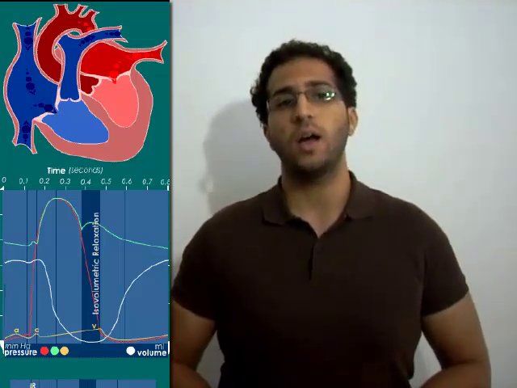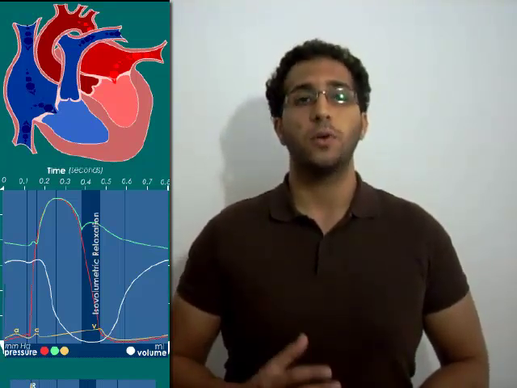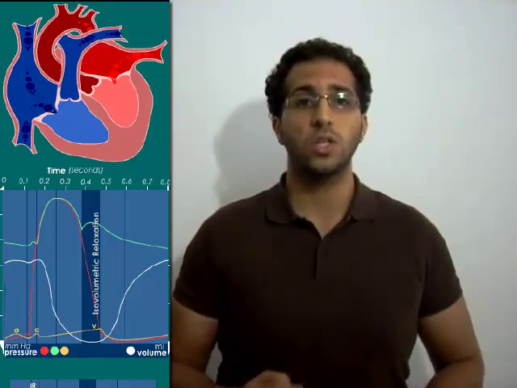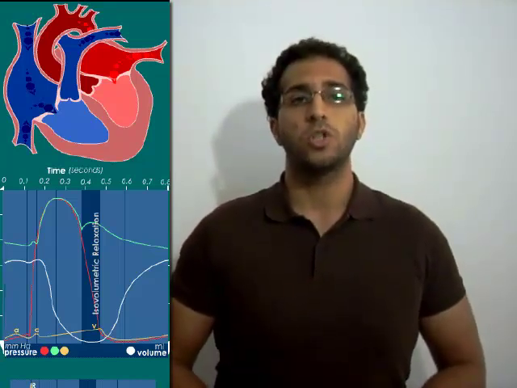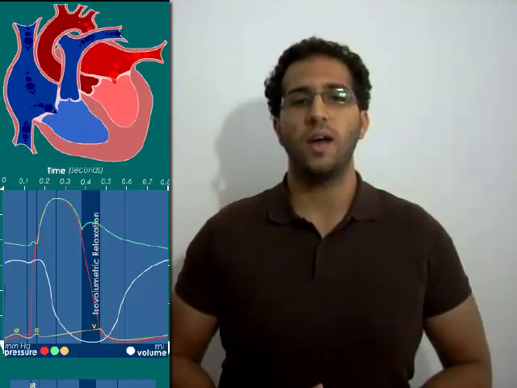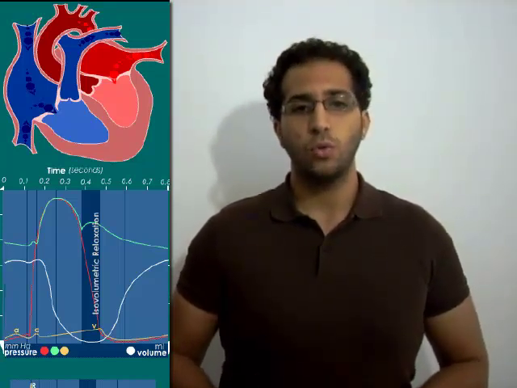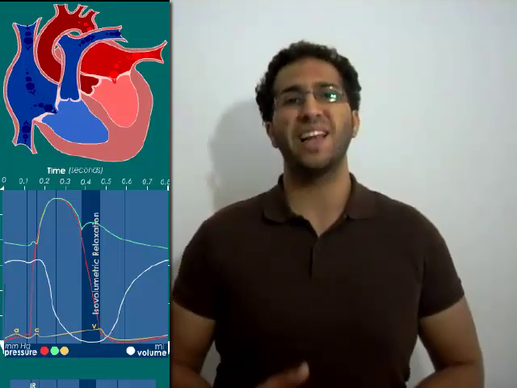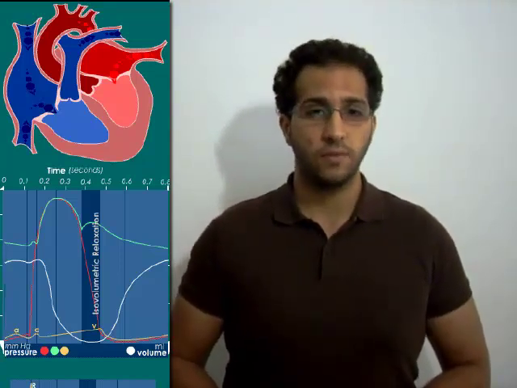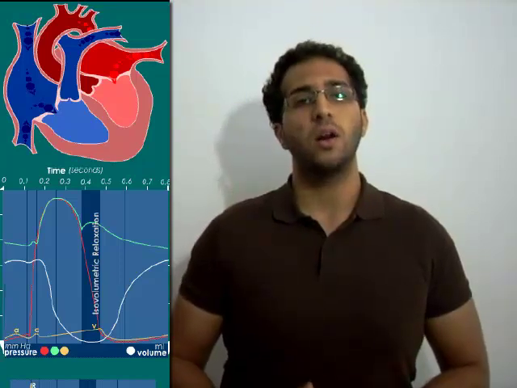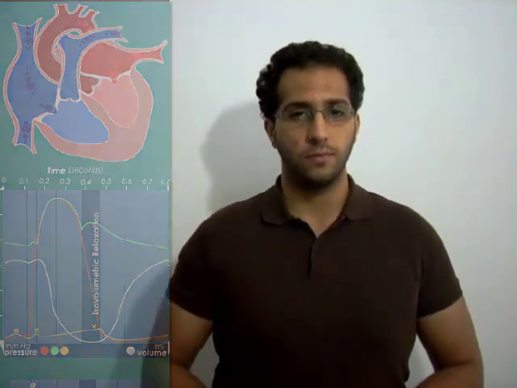For the heart sounds of the isovolumetric relaxation, it produces the second heart sound, S2, the dup sound, which occurs when the semi-lunar valves, which are the aortic and the pulmonary valves, close. The S2 is normally split because the aortic valve closes slightly earlier than the pulmonary valve.